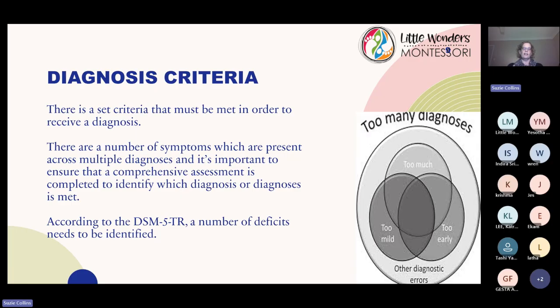And so again, in order to meet that specific criteria, there's usually a whole range of deficits that need to be identified for them. And because today's about ADHD, I'm actually just going to have a look at the ADHD. I'm not going to look at the specific criteria for it. We're just going to have a look at some of the things that a child may present with.